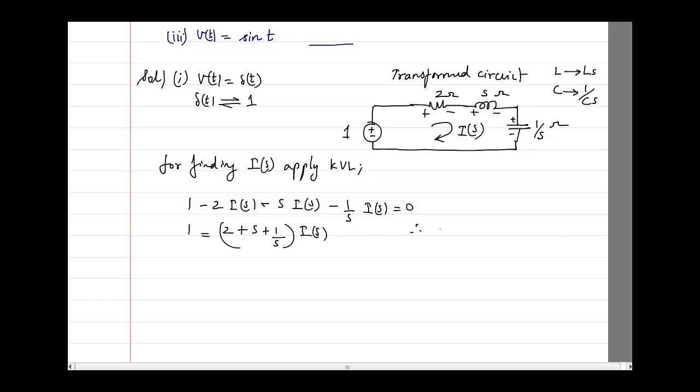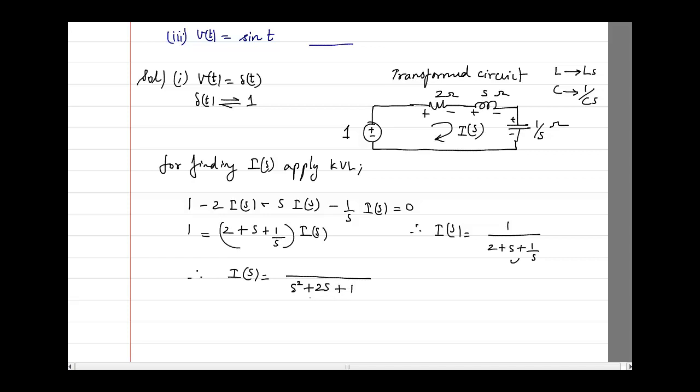Therefore, I can write I of S is equal to 1 divided by 2 plus S plus 1 by S. Now what can I write? If I cross multiply, I will get in the denominator 2S, then the second term will be S into S, which is S square, so that is higher power, so I will write it in the front. So 2S plus S square plus 2S plus 1.